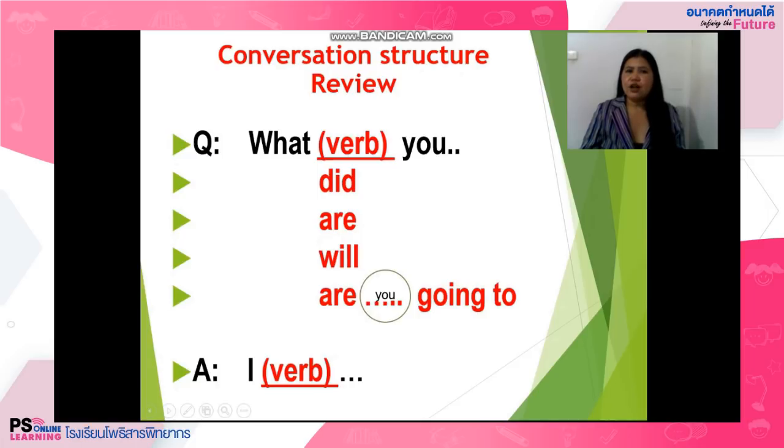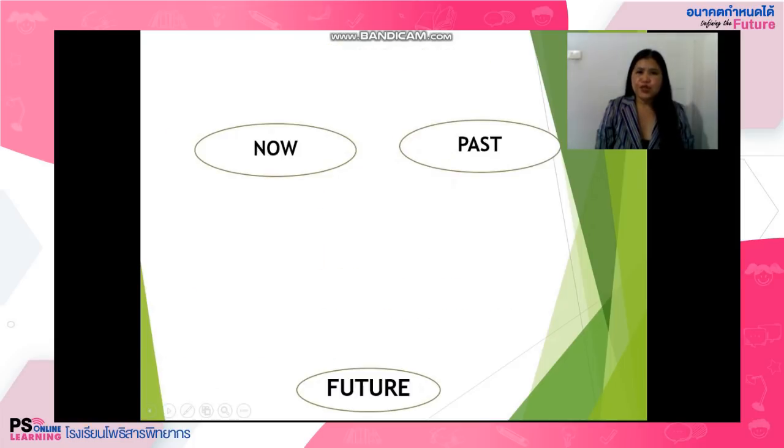So: what did you, what are you, what will you, and then what are you going to. Okay, so those are the structures. Next, when you answer, because on the question we have the you, you have to use I, followed by the verb. I will explain further, so please remember that. So let us look at all the conversation structures.